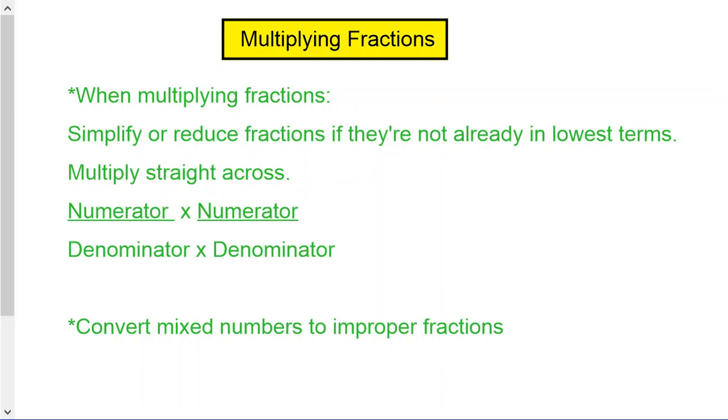If we're working with mixed numbers, we want to convert them into improper fractions and then multiply straight across. Let's take a look and see what that looks like.